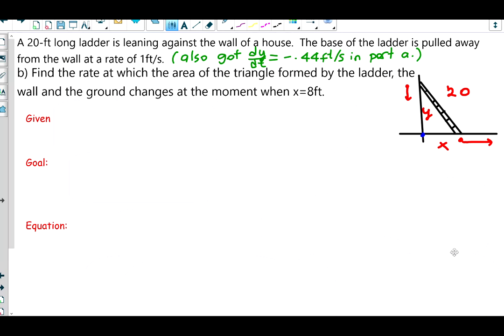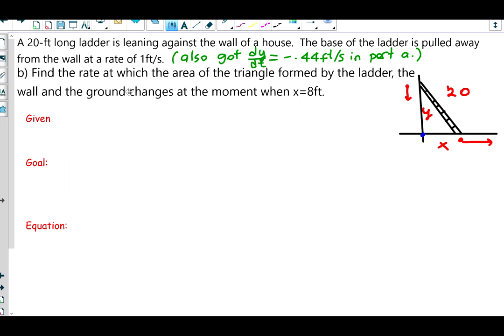Hi everyone, welcome back. We are continuing our discussion on related rates and trying to solve a variety of examples. In the last segment, we did some distance rate problems and we got an introduction to a ladder sliding down the wall type of example. Here we're going to continue that example. This is part B of the same problem.